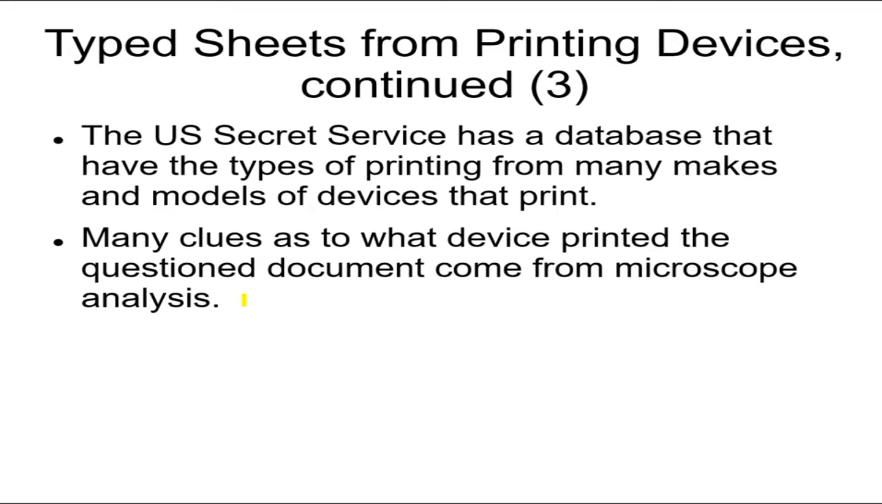And as mentioned before, usually if you want to get specific information, you use a microscope to analyze the print, how the print ended up on the paper, and get information as to what kind of device, what make, what model, whatever it might be, printed the questioned document that was received.